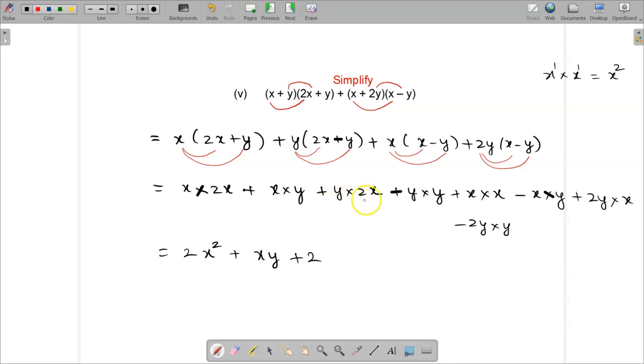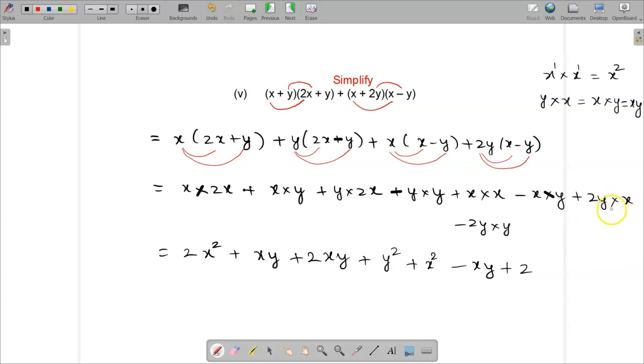Generally, when we write the multiplication of the terms, we always write in alphabetical order. So x will come first followed by y. So y into x, which is nothing but x into y, I can write as xy. So here the 2 constant I have written already, and y into x, how can I write? xy. Both are same. Then, y into y is what? y square. Already we know that x into x is x square, and then minus xy plus again the constant is 2.